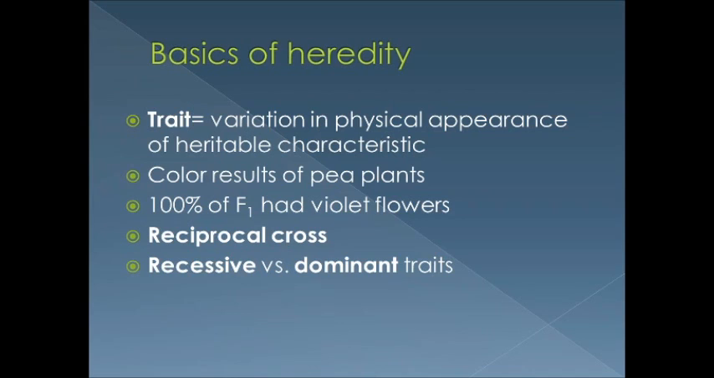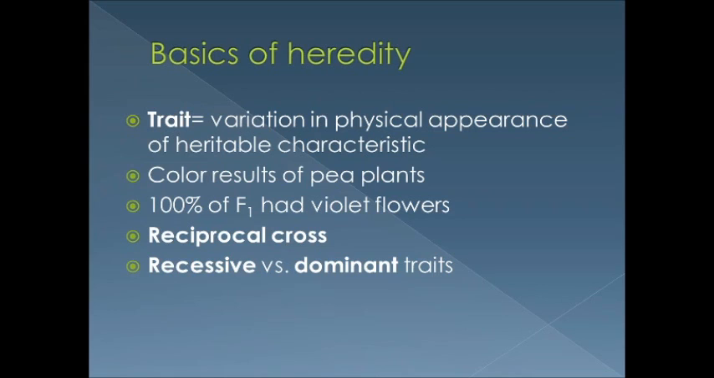So, although 100% of F1 had violet flowers, when F2 offspring came into play, they had a mix of violet flowers and white flowers. This perplexed him because he thought that the white trait completely disappeared. But actually he stumbled upon recessive and dominant traits. So the violet color is a dominant color for these pea plants, and the white color of the pea plants is recessive. So the recessive genes can oftentimes be covered up by dominant genes, unless they're homozygous, which we'll talk about in a little while.